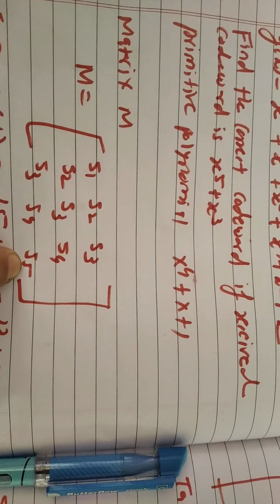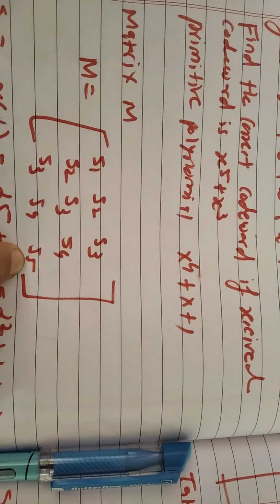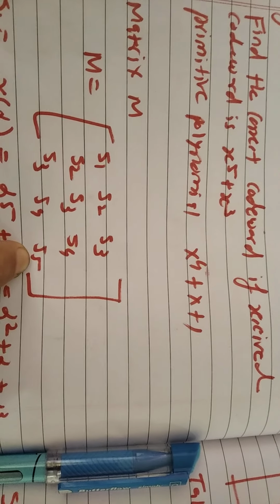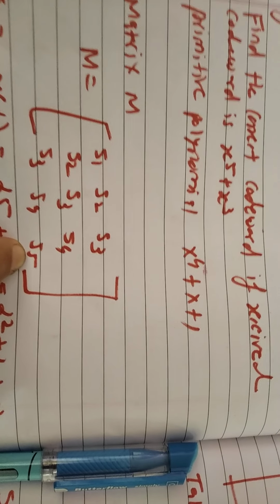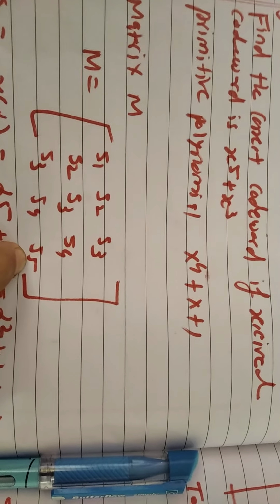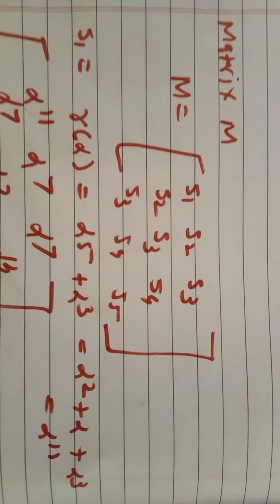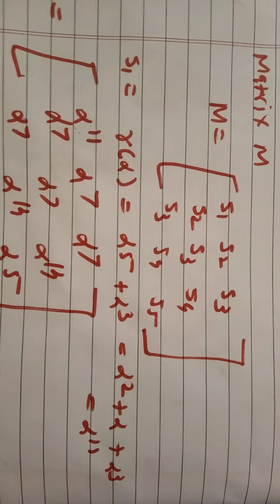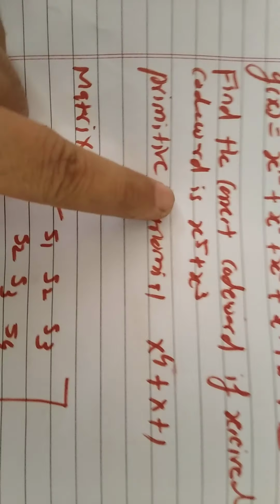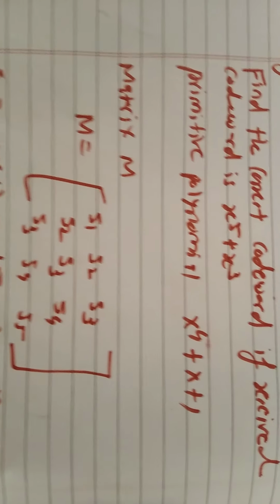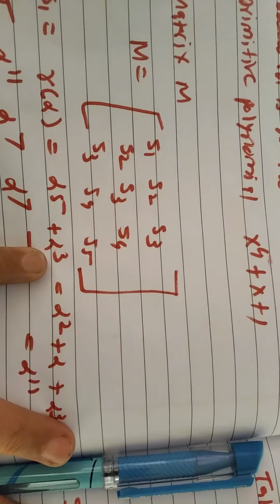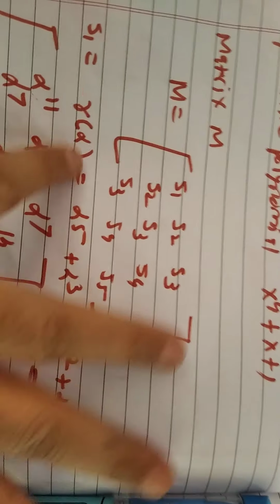Here the term is, if it is a 3 error correcting code, then it is 3 into 2 minus 1. This term is 5, that is S raised to 5. So likewise this matrix is calculated. So how to find the elements in this matrix? S1 is R alpha. Rx is x raised to 5 plus x cube, so R alpha is alpha raised to 5 plus alpha cube. So S1 is this one.